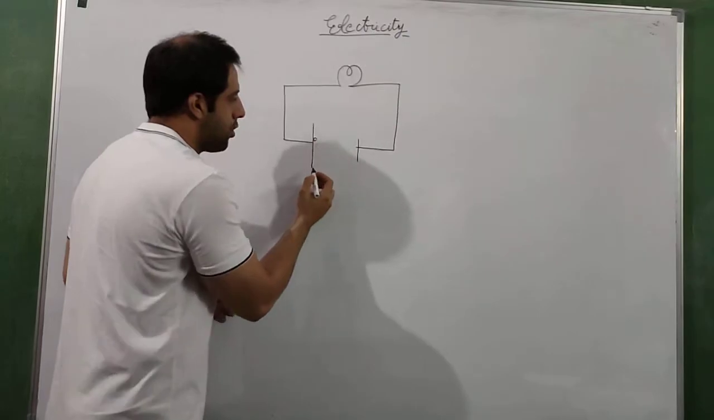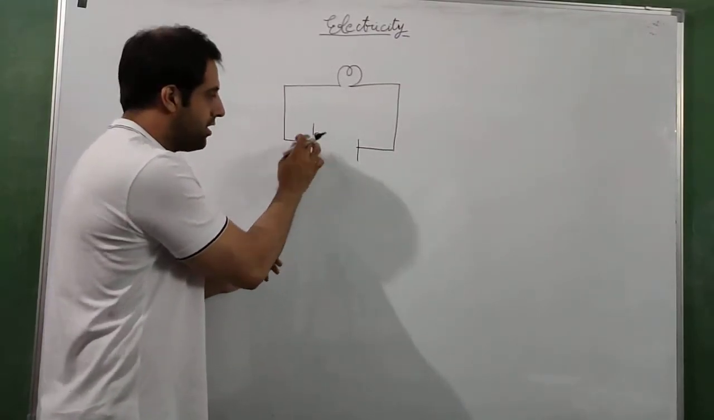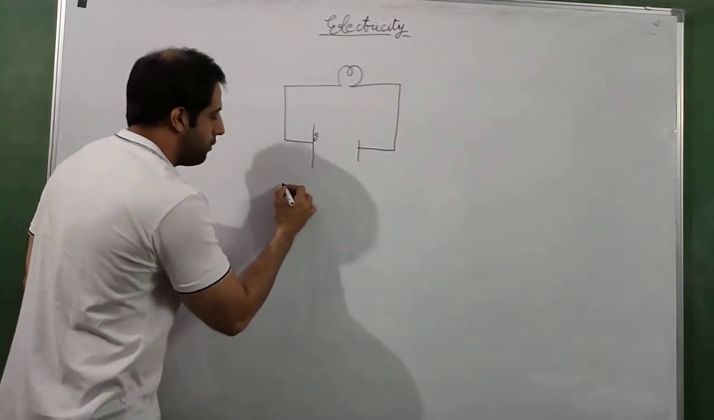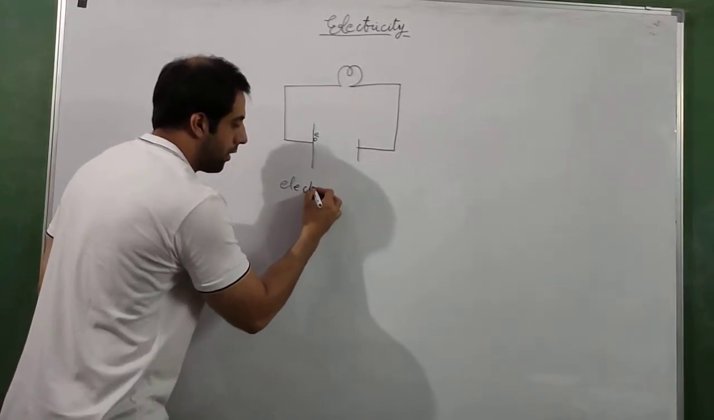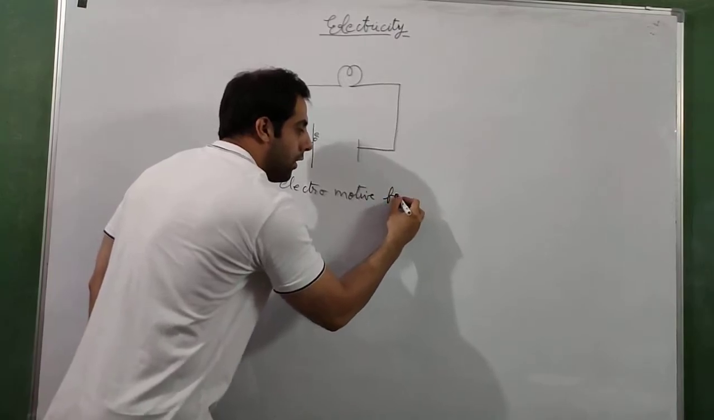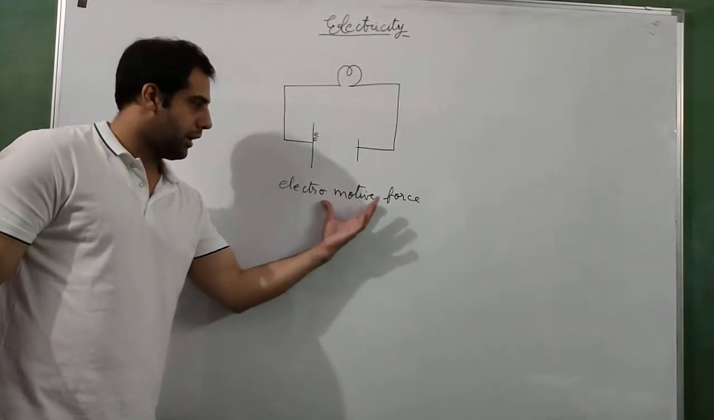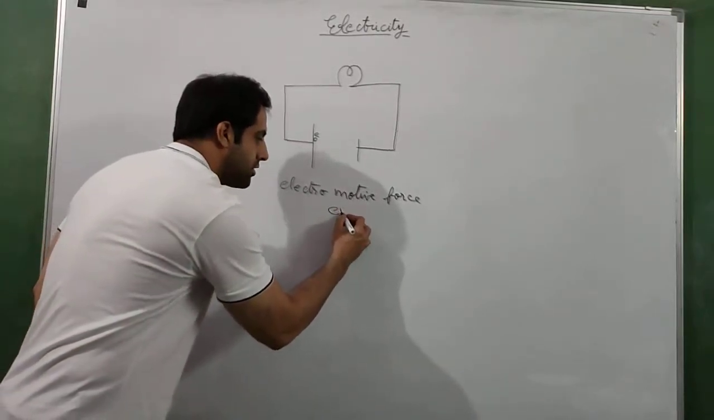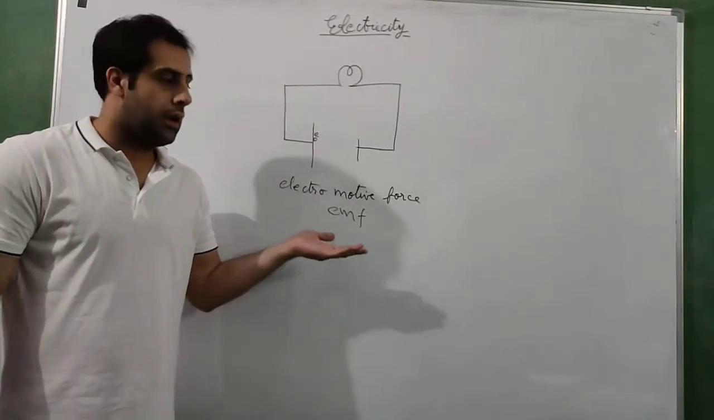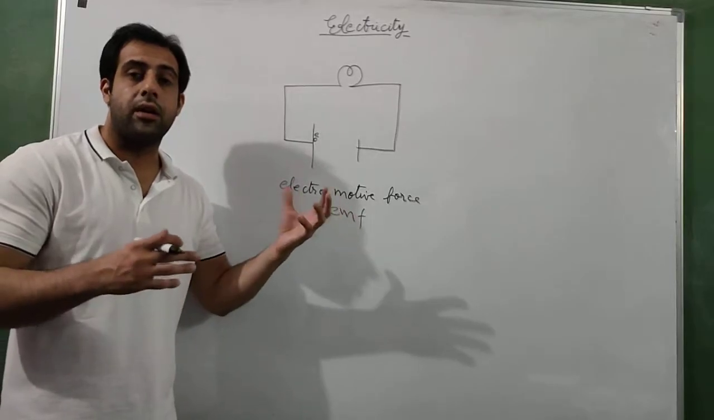if this is an electron, what does the battery do with this electron? The battery generates a physical quantity which is called electromotive force. It sounds like a force, but in short it is written as EMF, and actually it is not a force. It is the work done. It is the work done by the battery. Work done by the battery on what?